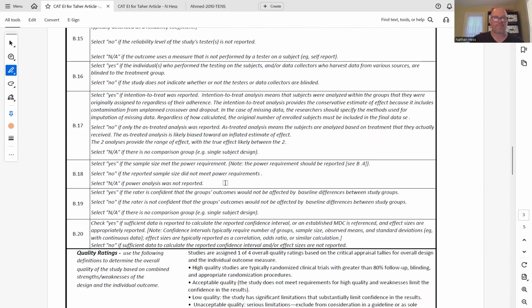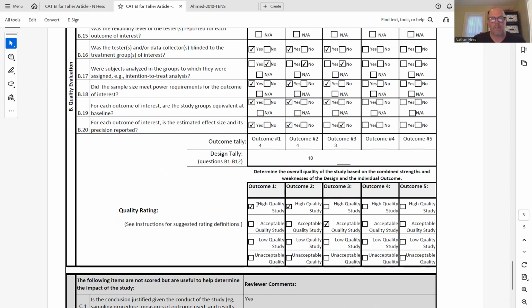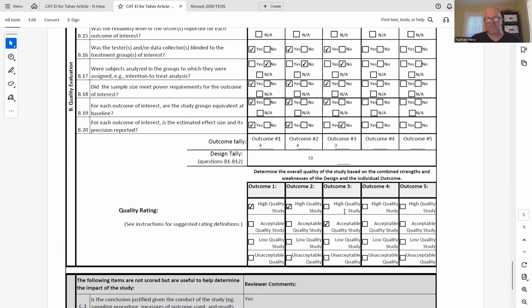If we look here, I think this is fairly subjective. High quality, acceptable; low quality, unacceptable. They give us this kind of statement. High quality: randomized clinical trials, greater than 80% follow-up. So they didn't lose a whole bunch of people. We have blinding, we have randomization. That's really what goes for there. So I said yes, it was a high quality study for these two outcomes because they didn't report anything other than just the number here like this. They didn't give us any effect sizes or any sort of other statistics for outcome 3, the request for analgesic drugs. I just made that a 3, so I thought acceptable quality, but still very good.